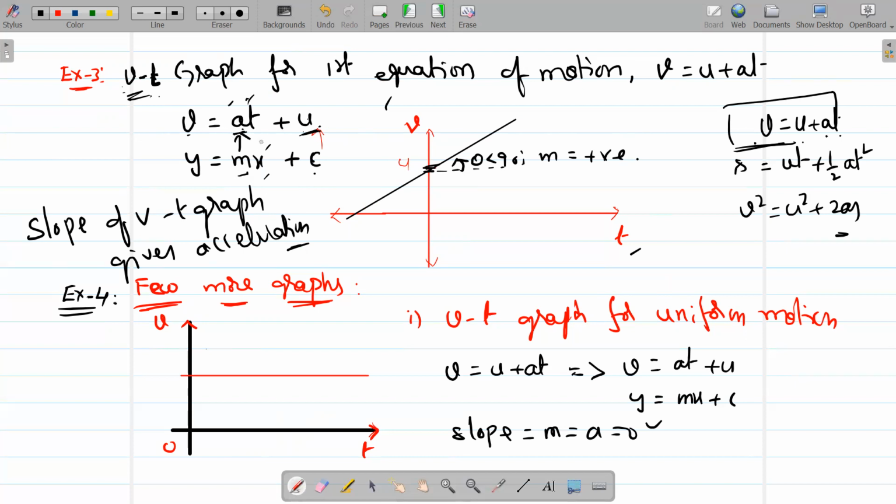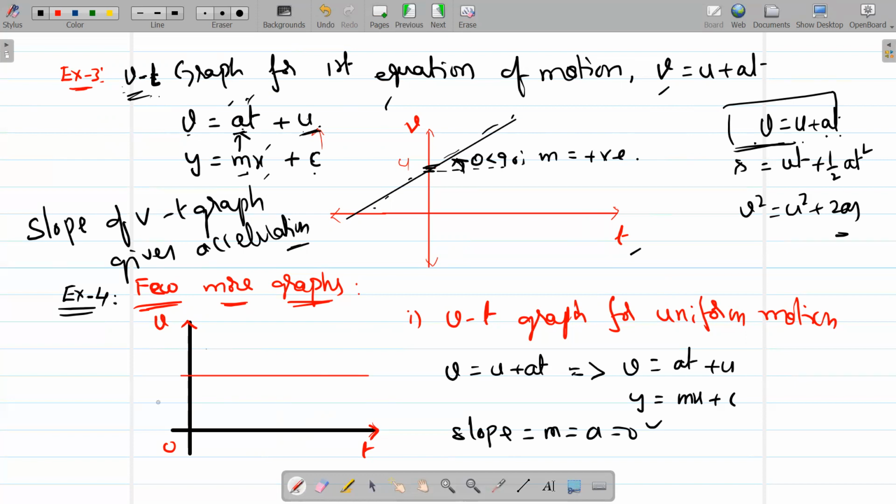Positive means the angle between the positive x-axis and the line should be less than 90. So if you take it like this, it should be less than 90. And if you draw a line like this, you get a graph like this. So this gives you the v-t graph for the first equation of motion, that is v equal to u plus at. Is it clear, everyone? Right.